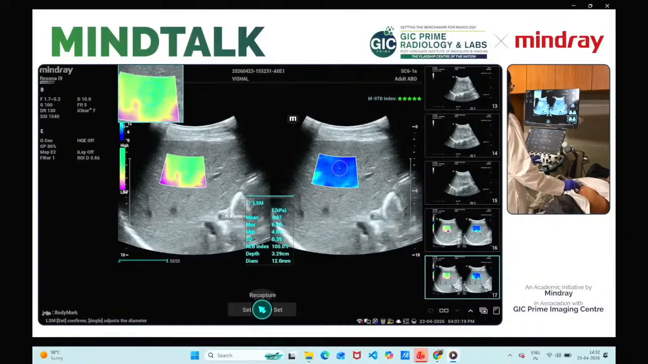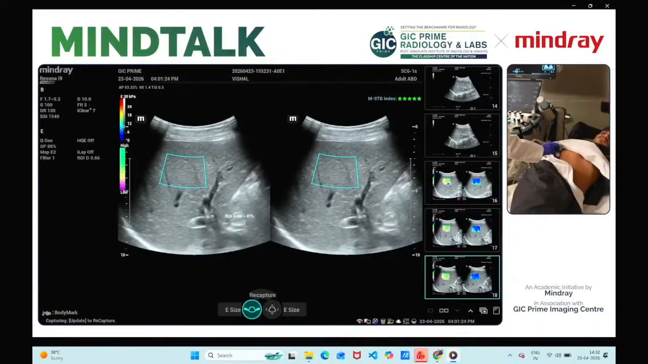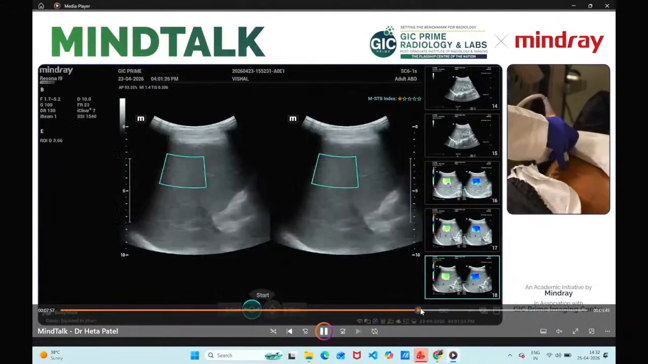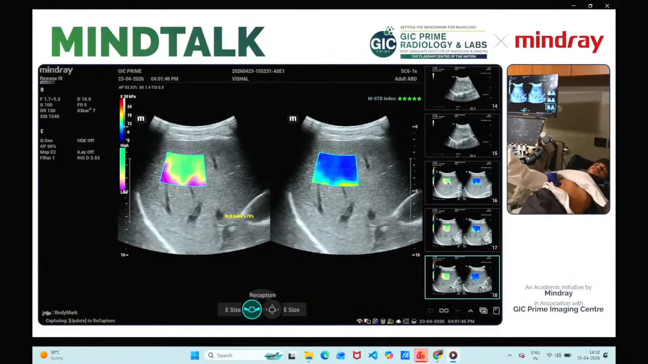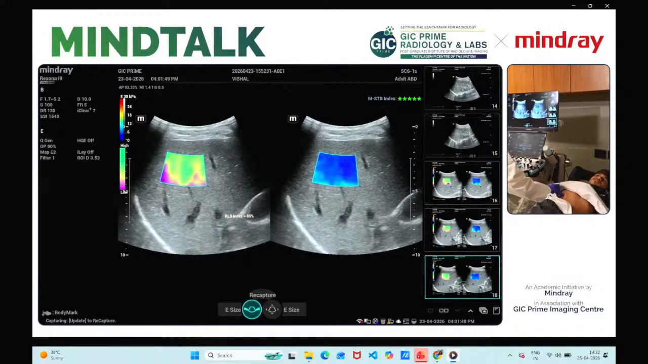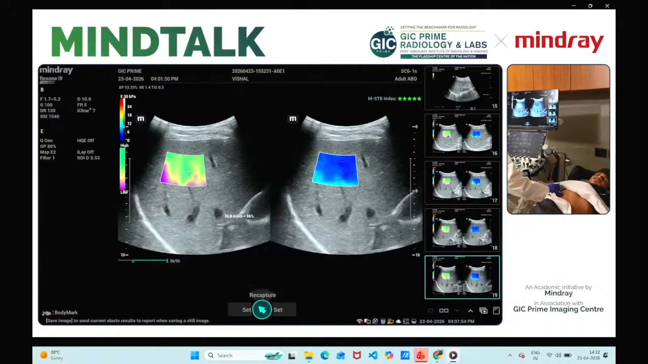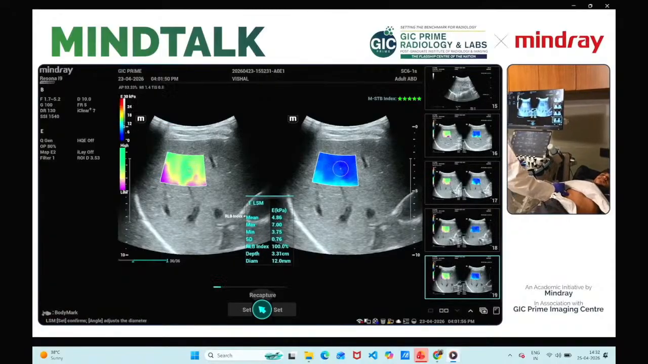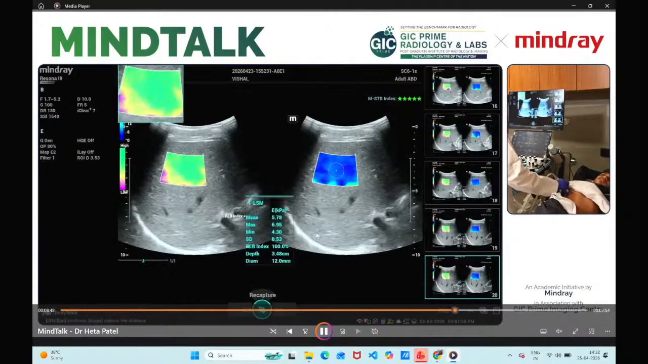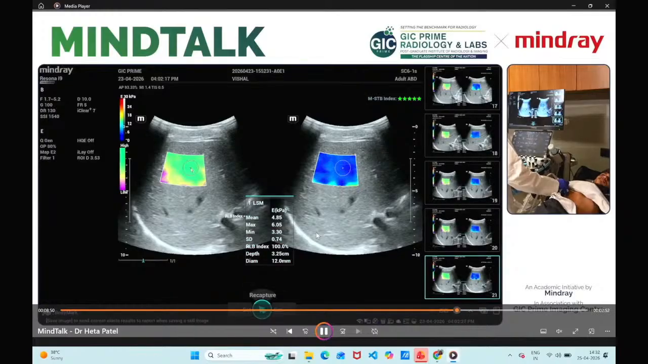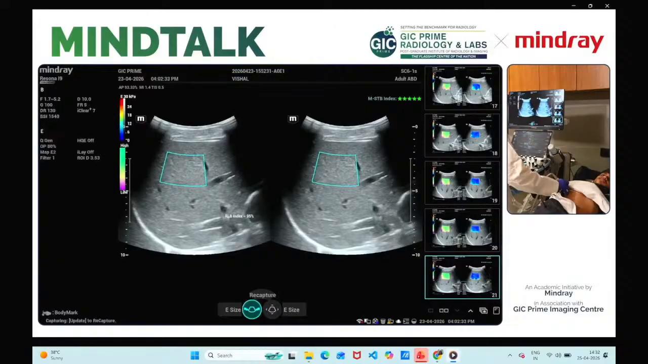So I'm putting the circle here, which shows the median value 4.9. I have taken multiple measurements with a good stability index and good reliability index. Total 10 measurements will be taken.